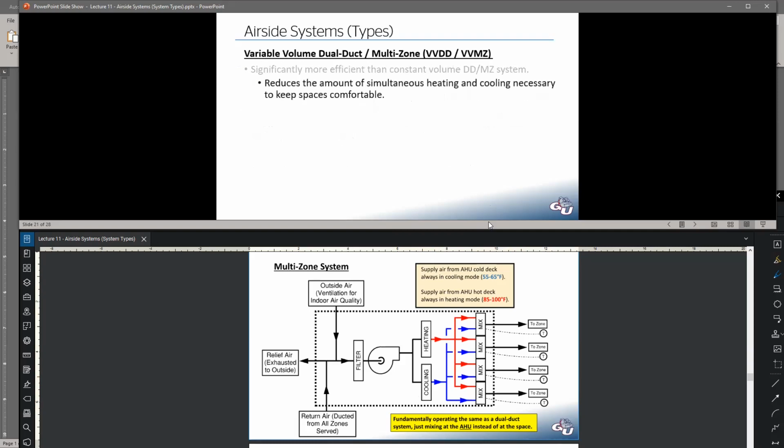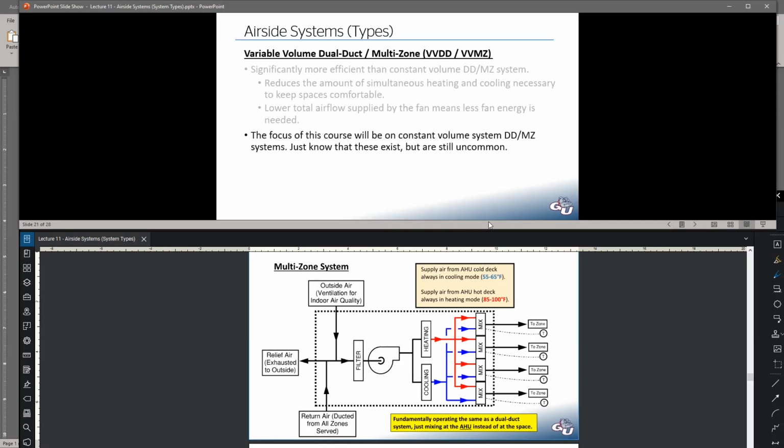The big kicker as to why is that it reduces the amount of simultaneous heating and cooling by reducing the airflow in whichever airstream you don't want that air from. And if we are lowering the total airflow supplied by the fans, that means our fan energy as well is going to be less.